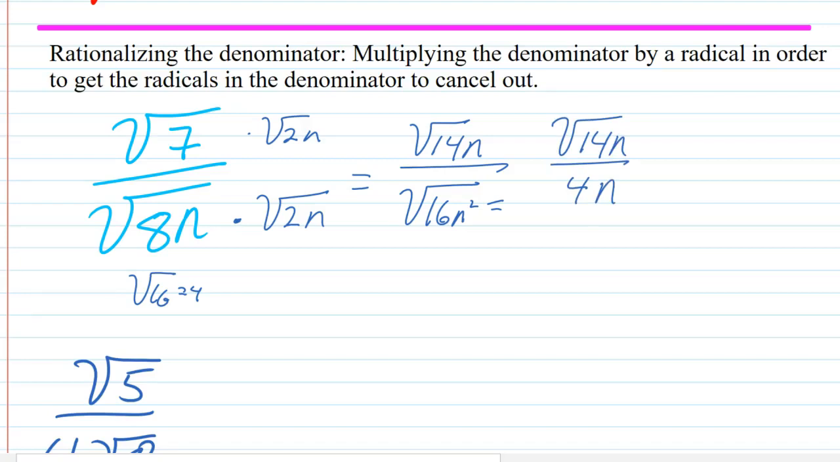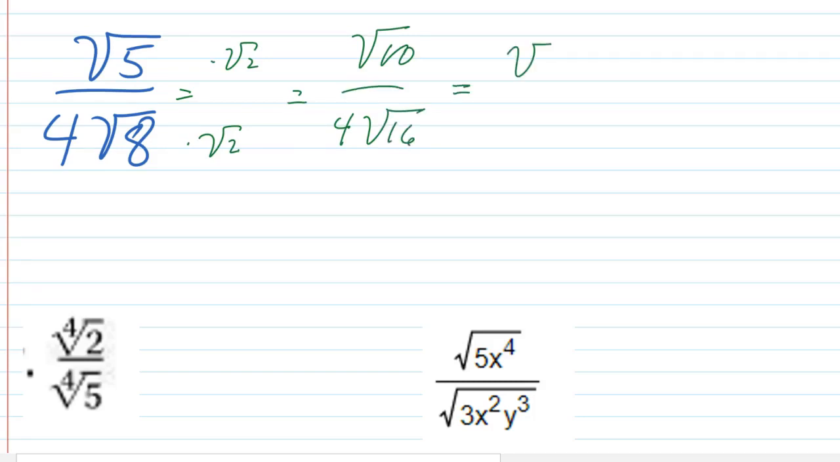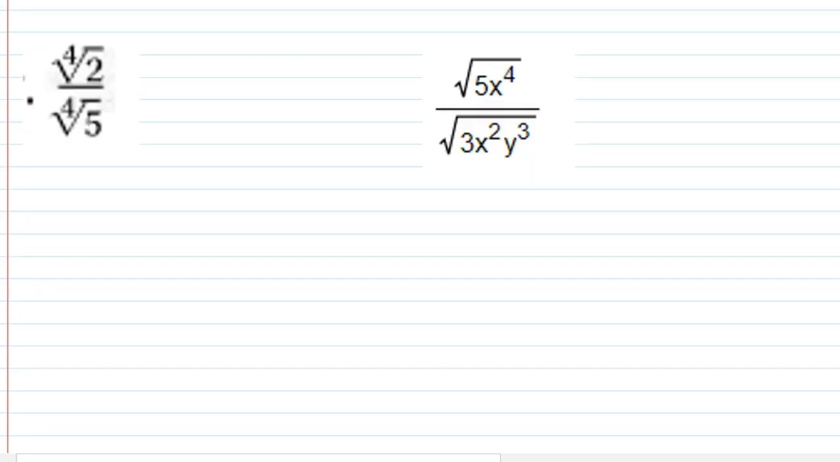Notice I cannot simplify the top and the bottom here because the top is in a radical and the bottom is not. Again, I have an 8, so I'm going to multiply the top and bottom by square root of 2. The top gives me square root of 10. The bottom gives me 4 square root of 16, 8 times 2. The square root of 16 is 4, so that gives me 4 times 4, which is the square root of 10 over 16. I have two more problems here. Try doing them on your own and then come back.